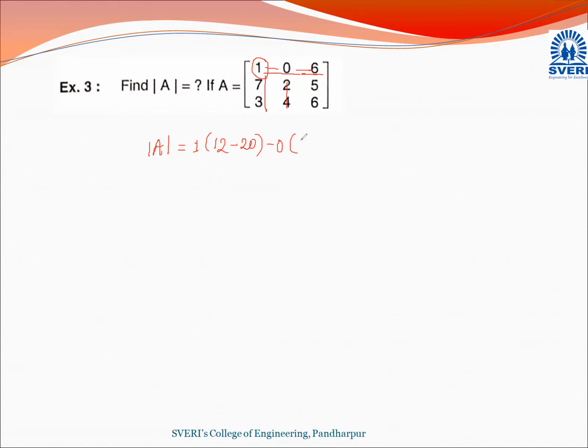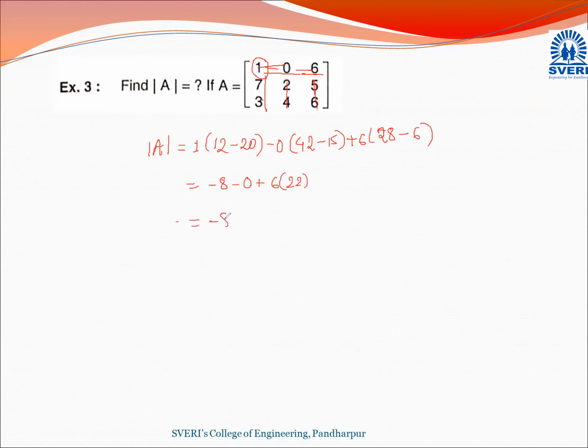So in bracket we have 42 minus 3 into 5, 15, plus 6 into, here we have 5 6 we have to neglect, and 1 0 we have to neglect. Then 7 into 4, 28, minus 3 into 2, 6. By calculating this, what we are getting is minus 8 minus 0 plus 6 into 22.